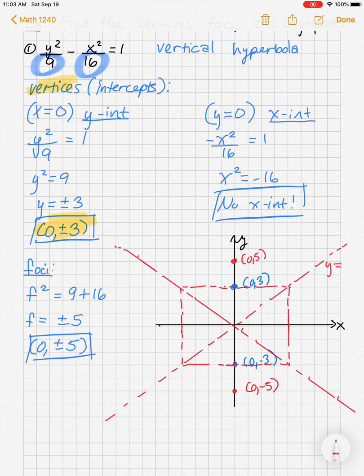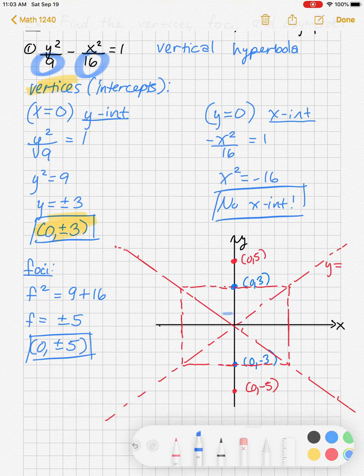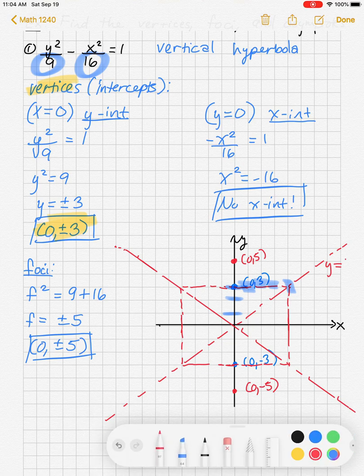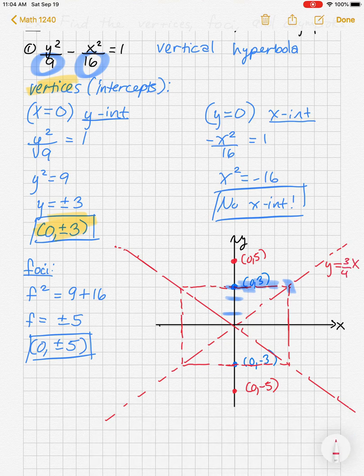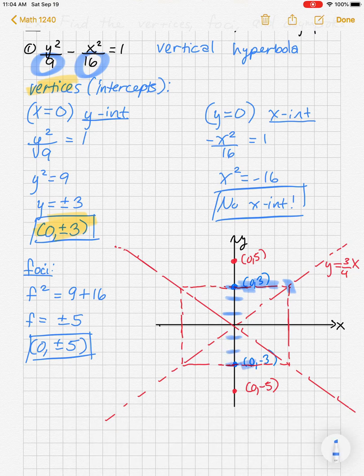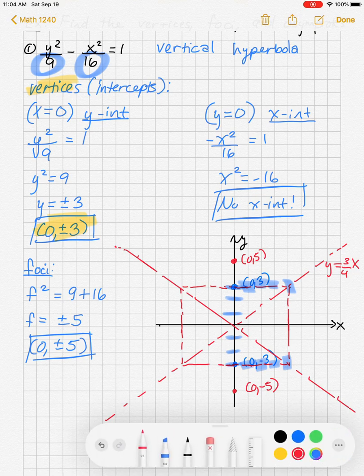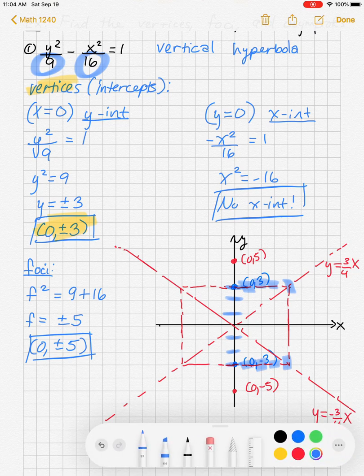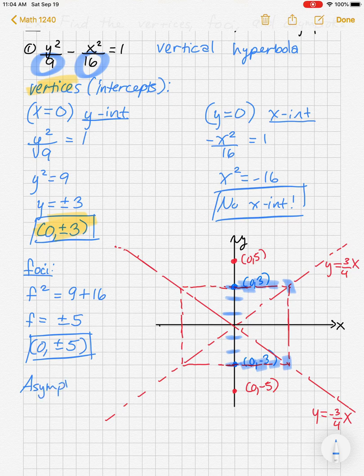So this is going to be y equals, what is the slope? The rise is 3, the run is 4. So isn't this just 3/4 x plus 0, right? Because the y-intercept is 0. This one would be the same, but negative. Negative 3/4 x. Got both the asymptotes labeled. So when you're listing the asymptotes, you could do that concisely by saying plus or minus 3/4 x.